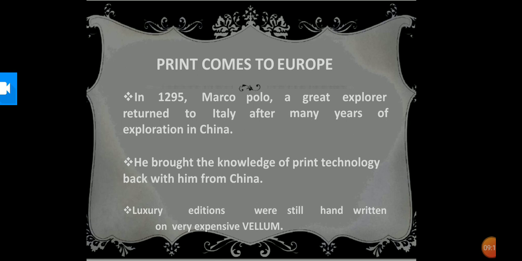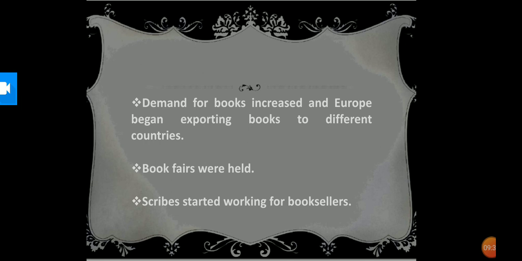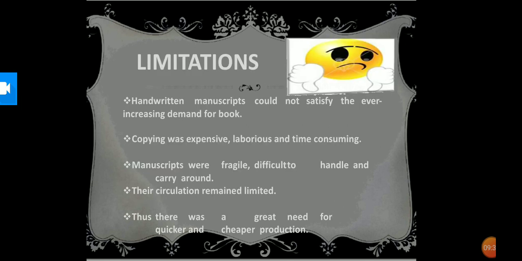The Italians began producing books with wood blocks and soon the technology spread to other parts of Europe. As the demand for books increased, booksellers all over Europe began exporting books to many different countries. Book fairs were held at different places. And scribes started working for booksellers. So these are all the things which happened during this part of time. But there were still some limitations. What were the limitations? We will see over here.